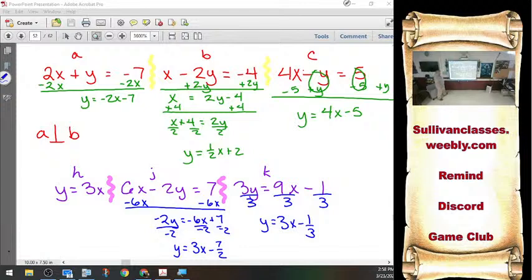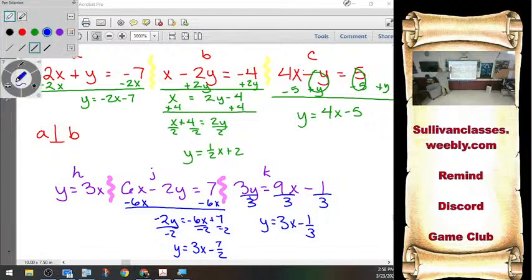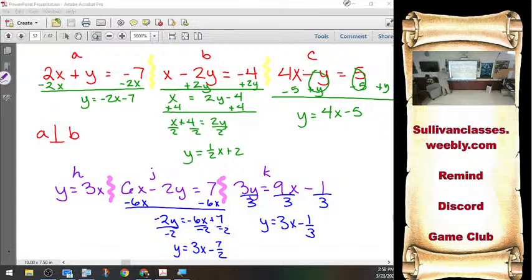They're all parallel. They're all the same. And I can write that as a single statement by saying H is parallel to J is parallel to K. They're all parallel. They're all the same slope. Instead of writing 3 different ones.